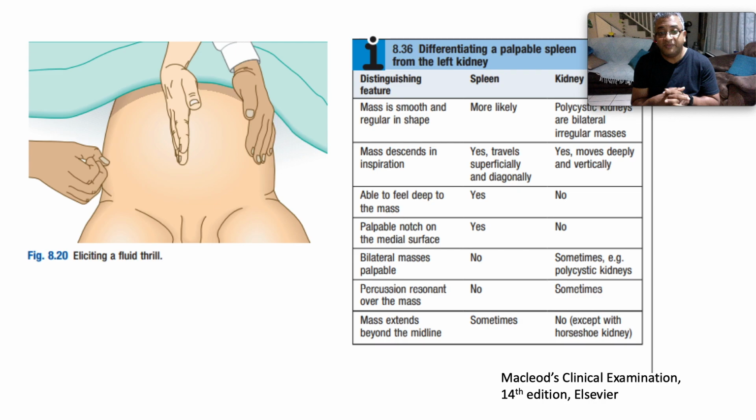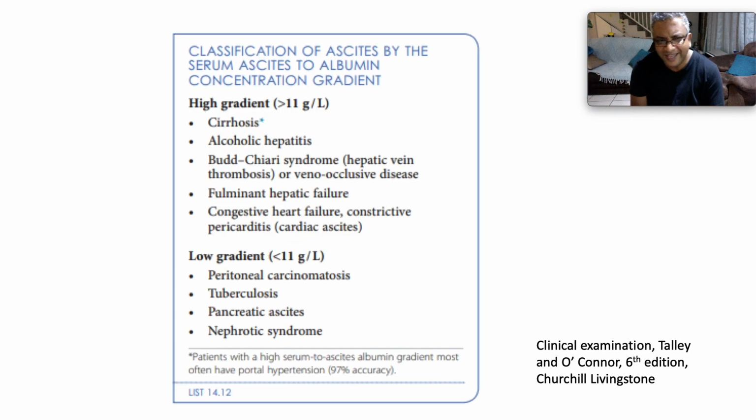If there's bilateral masses palpable, most likely the kidneys, especially in the setting of adult onset polycystic kidney disease. If the percussion note is resonant overlying it, sometimes in the kidney, not always, but if it is indeed there, it's more likely the kidney than the spleen. If the mass extends beyond the midline, sometimes it's the spleen, which we said in adults goes inferior-medially, but in kids just inferiorly. But the mass, if it's a kidney, will never extend beyond the midline, with the exception of a horseshoe kidney.